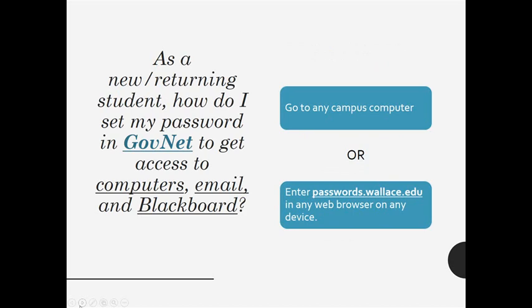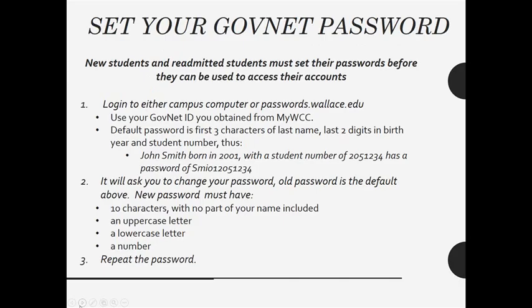As a new or returning student, how can you set your GovNet password so that you can access many of the technologies at the college? There are 2 different options. You can log in to a campus computer or go to passwords.wallace.edu. You'll use your GovNet user ID that you obtained from My WCC, and your default password is the first 3 characters of your last name, the last 2 digits of your birth year, followed by your full student ID number.